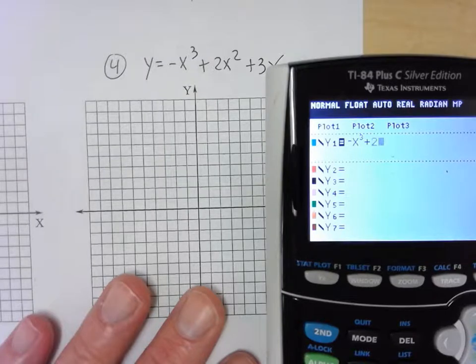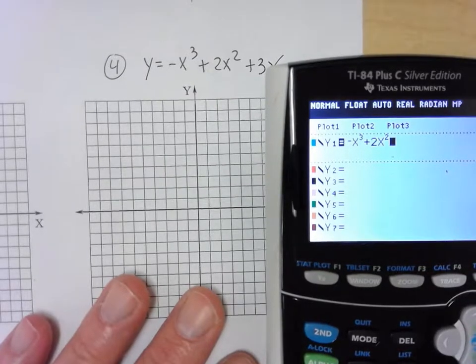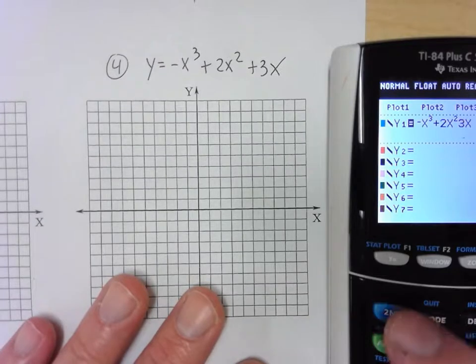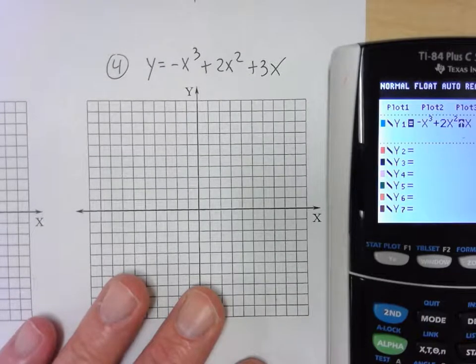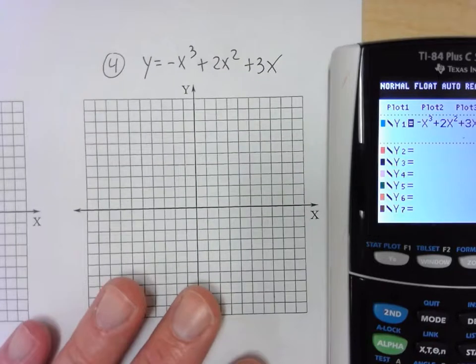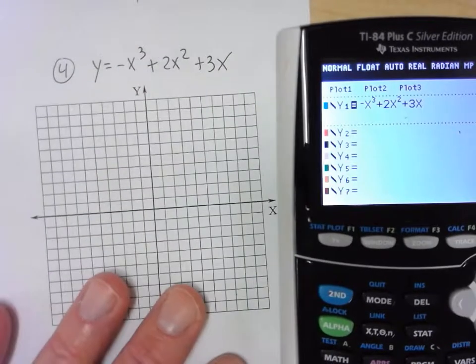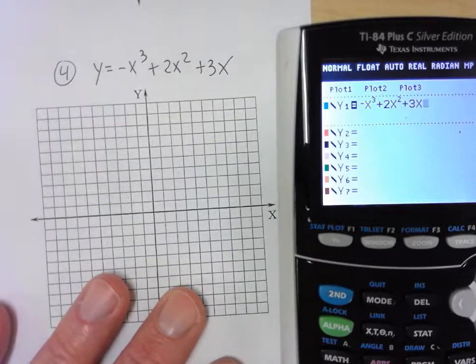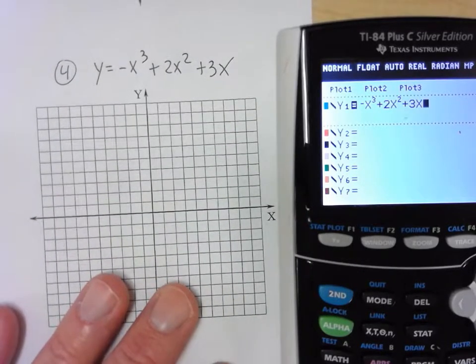Plus 2x squared, push myself through, and then 3x. I forgot, either I hit it or it messed it up. Insert addition. Alright, so that's the same thing typed in? Yes, so we're good. Hit graph.